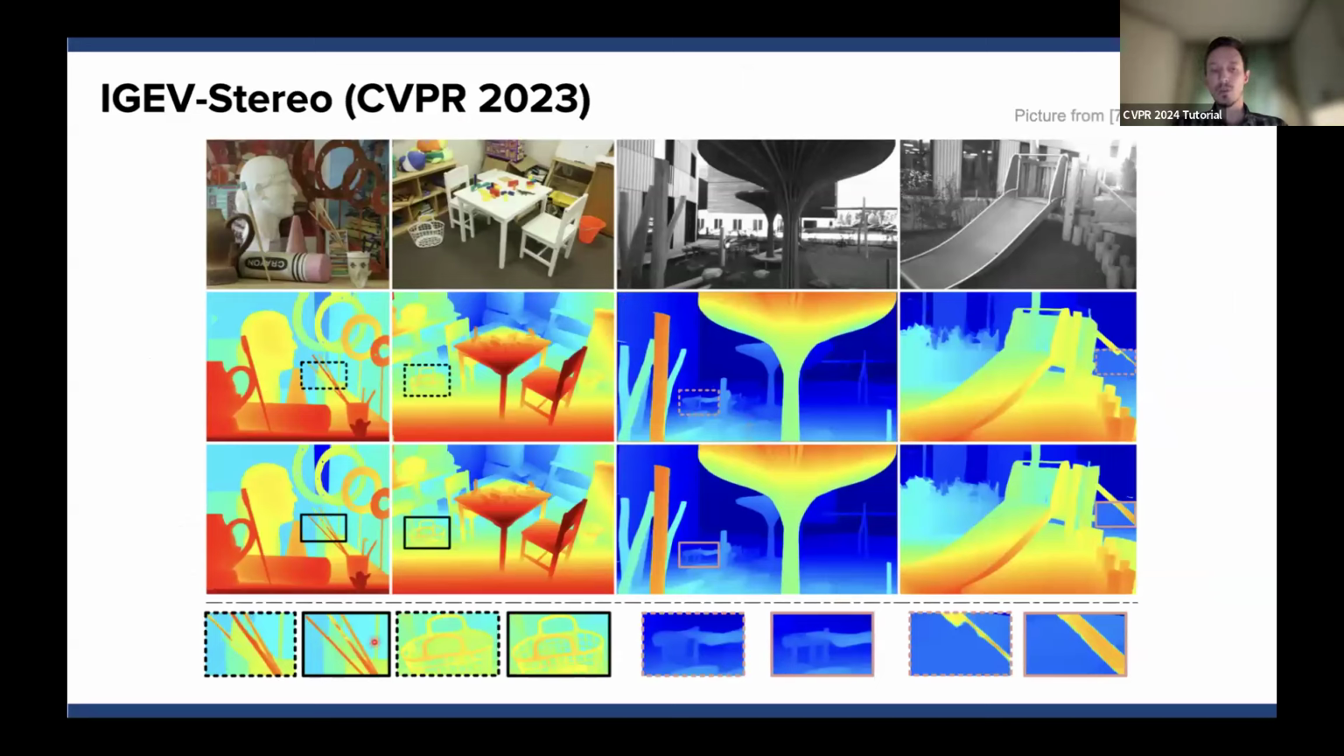Again, in comparison with RAFT-Stereo, we can notice how at the very top we have RAFT-Stereo. Here we have IGEV-Stereo. We can appreciate how the details that IGEV-Stereo is capable of recovering are much, much higher with respect to RAFT-Stereo.